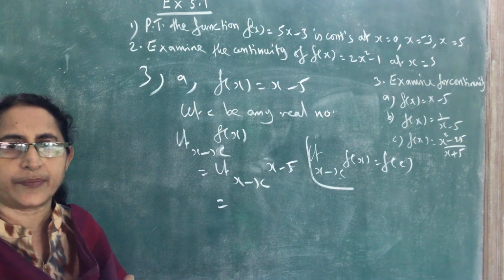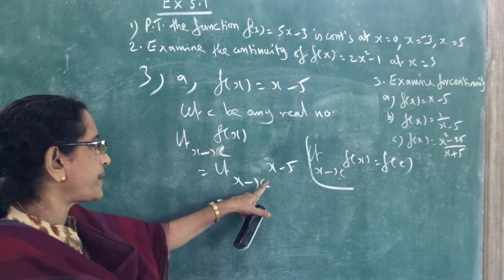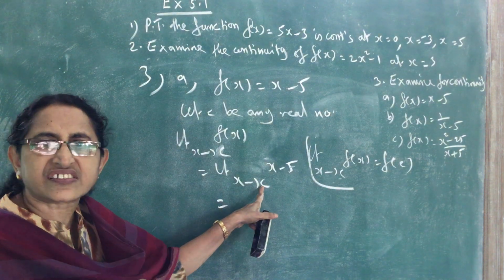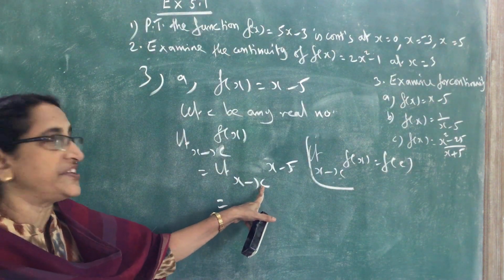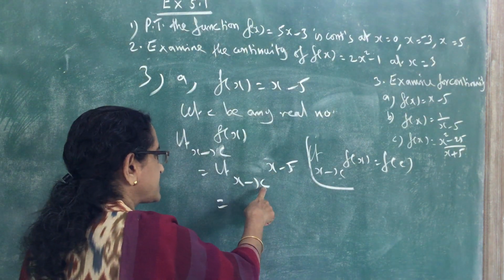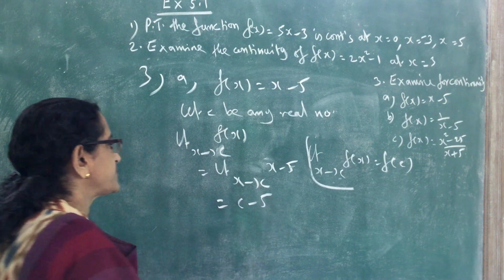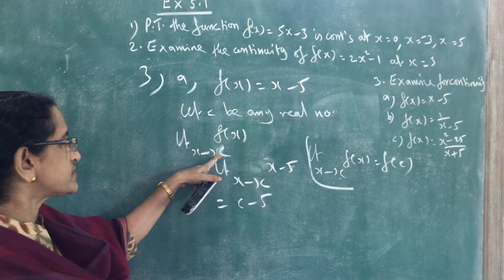Now we have to evaluate the limit. When x tends to c, in the place of x we can substitute c. That is the first method of evaluating a limit. So in the place of x we substitute c, and we get c minus 5. That is limit x tends to c of f of x.